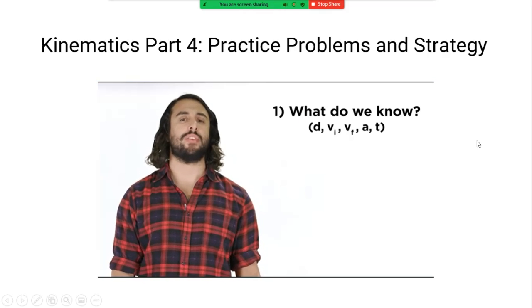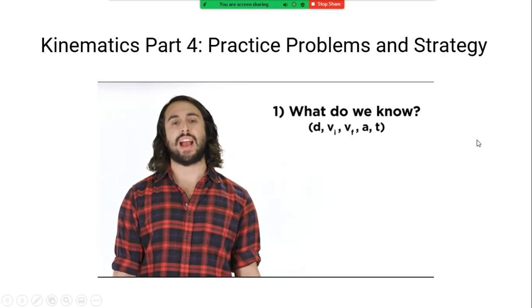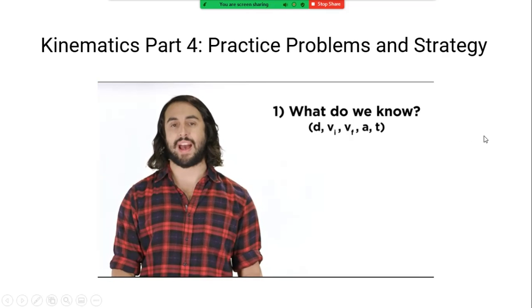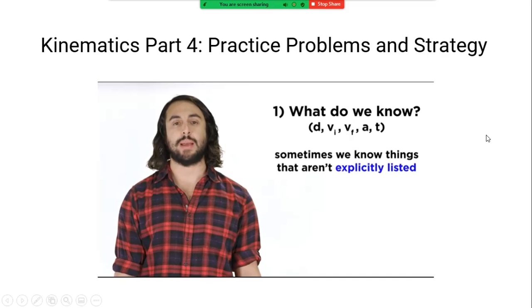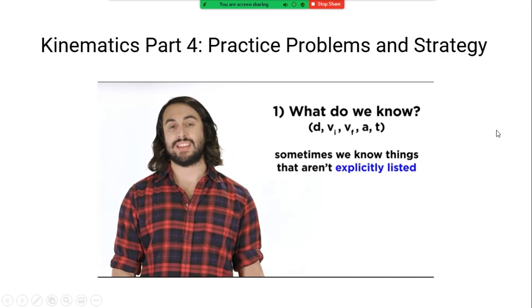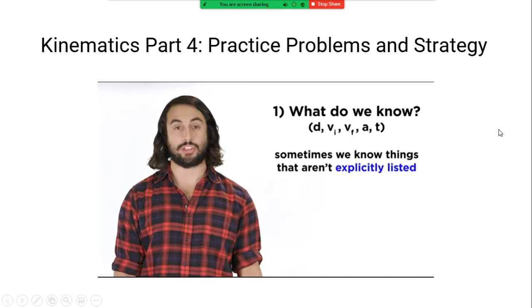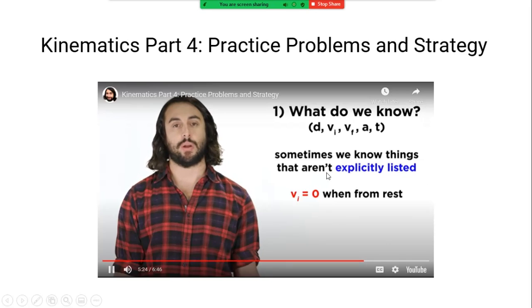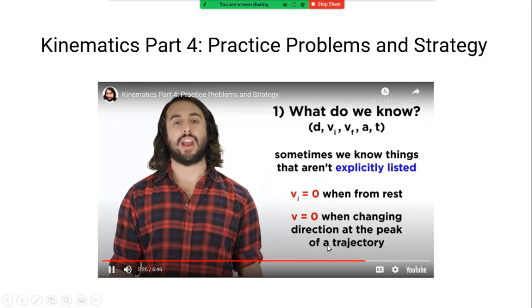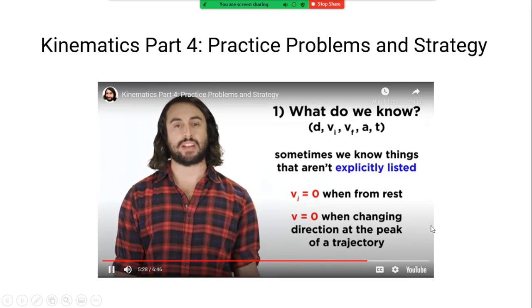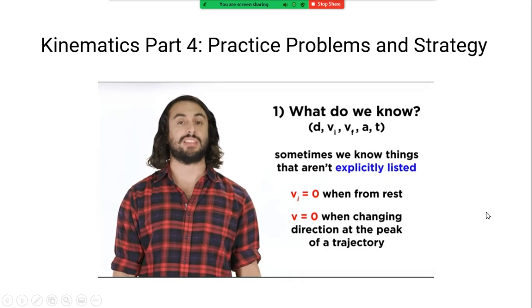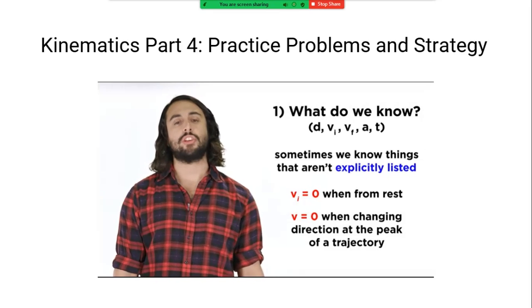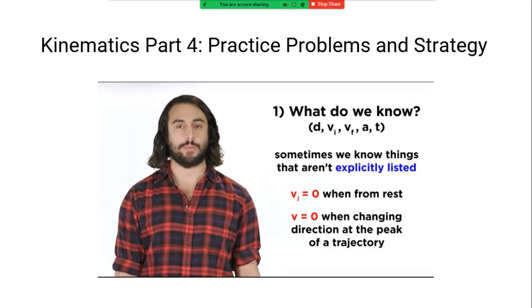So remember that when solving problems of this nature, always ask yourself what information you have. Also remember that sometimes you may have information that is not explicitly listed in the question. If something is moving from rest, the initial velocity is 0. At the moment that an object changes direction with respect to its vertical motion, the velocity is also 0. Make sure you think critically in this regard.